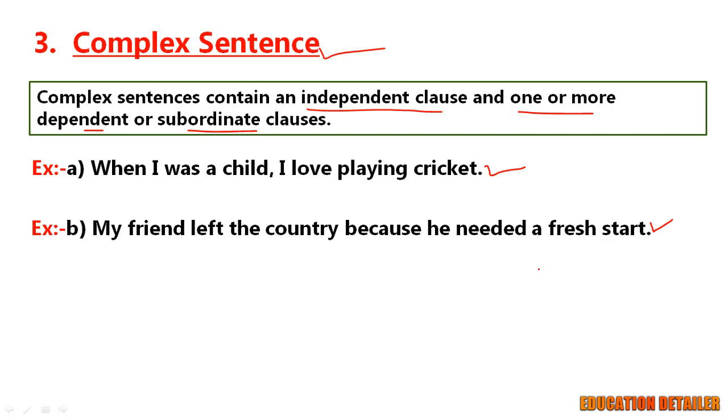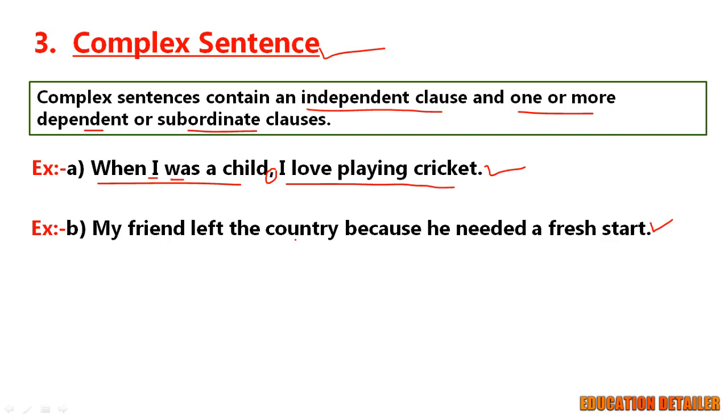Remember, a complex sentence can either start with an independent clause or a dependent clause. Like in the first one, it started with a dependent clause, when I was a child. Even though a dependent clause has a subject and a verb, it cannot stand alone. Means it doesn't make sense on its own. It always depends on an independent clause to make sense. Remember, if the dependent clause comes first in a sentence, we must add a comma after that.